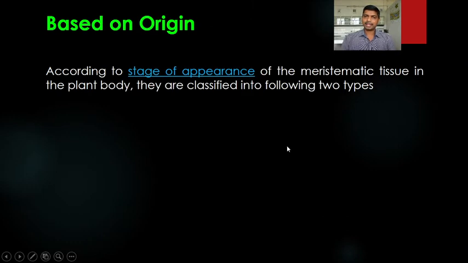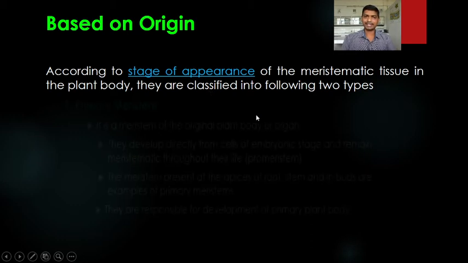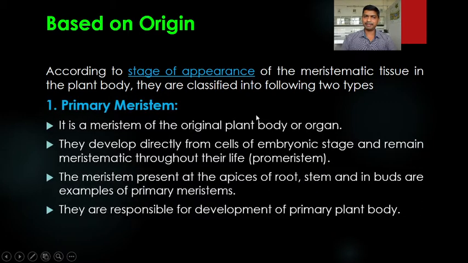Then, types of meristem based on origin. According to the stage of appearance, or the origin of the meristematic tissue in the plant body, they are classified into two types. Depending on whether they occur primarily or secondarily, there are two types: primary meristem and secondary meristem.